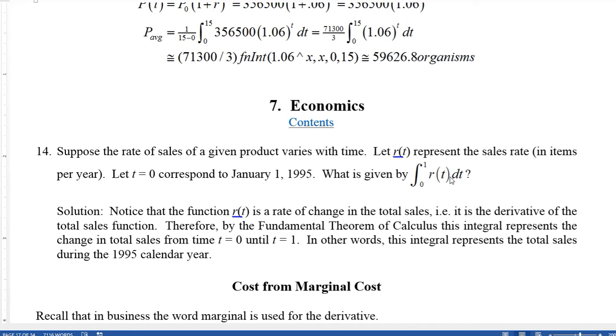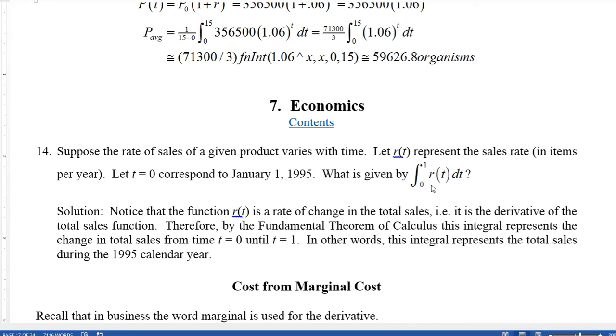So that gives you some idea right there what you're dealing with when you have this integral. It's going to be items. And of course, the fundamental theorem says if you integrate a rate, that's a derivative of the number of items with respect to time. So what you get is the total change in items sold. This is the delta of the items sold for t equals 0 to 1.